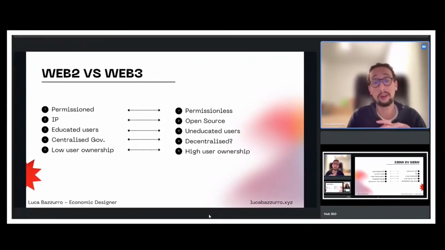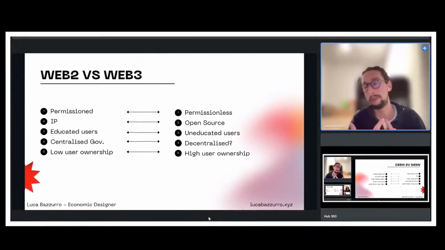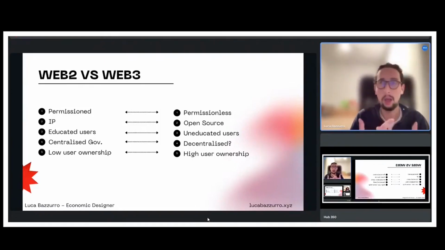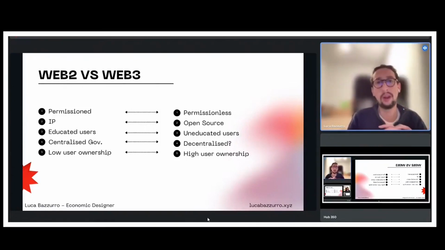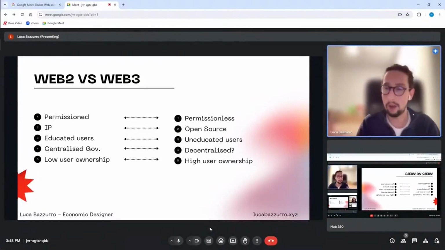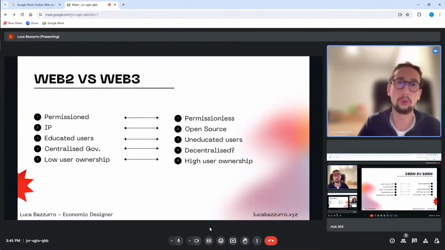Then definitely Web2 is characterized by centralized governance, whereas Web3 is, or should be, that's why I put a question mark, decentralized. Apparently that's what we say. Is it, isn't it? We can talk about it. Web2 is also characterized by low user ownership, which means that the content and product are not owned by the end user on average, whereas Web3 aims at high user ownership, via tokens, via NFTs, via various different tools.